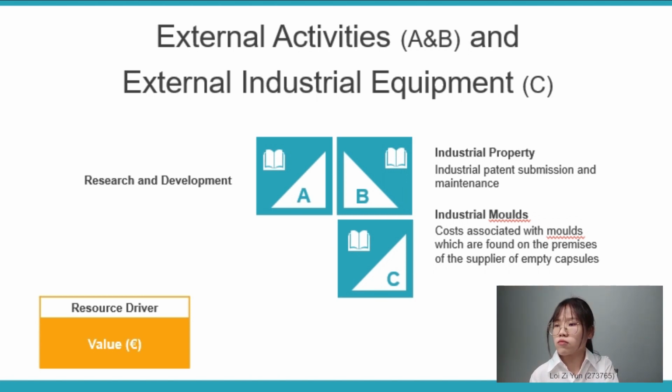Then we can find that the resource driver of these two resources is the same, which is based on the value of the resource. So in conclusion, we can say that there are costs associated with the resources, and in order to allocate the resources to the activities, we need to identify the resource driver. So we need to allocate the resources to activities because the activities use the resources to carry out their own activity. Thank you.